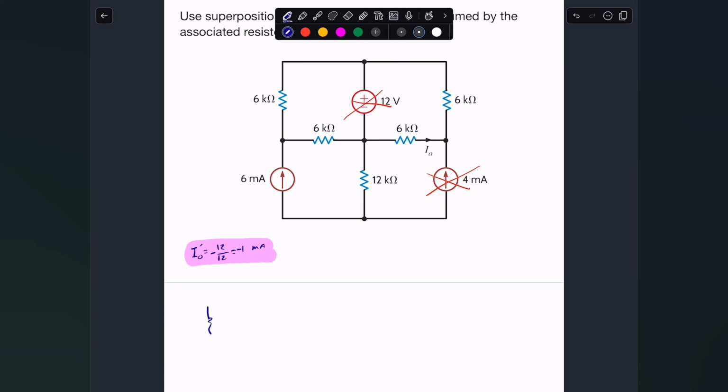So I'll have a 6 kilo ohms in here. And of course, how do I turn off a voltage source? Well, for a voltage source, I want that voltage to be zero. So what I do is I short circuit it. I just basically replace it with a wire. So we're going to replace the 12 volts with a wire.